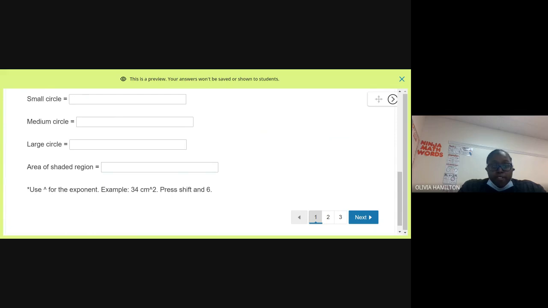Example, if the answer was 34 centimeters squared, you would put 34 cm, then use the caret to do the exponent. If you don't know where this symbol is located, I also tell you where it is. You have to press the shift and 6. So press shift and 6 and you will get this symbol. And this is how your answer should be framed, with the answer in front, the units, and then of course the exponent attached.